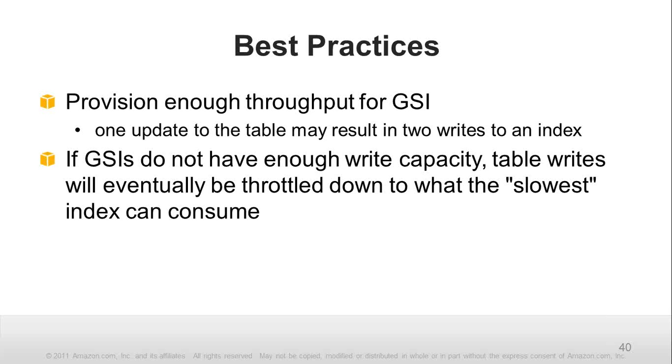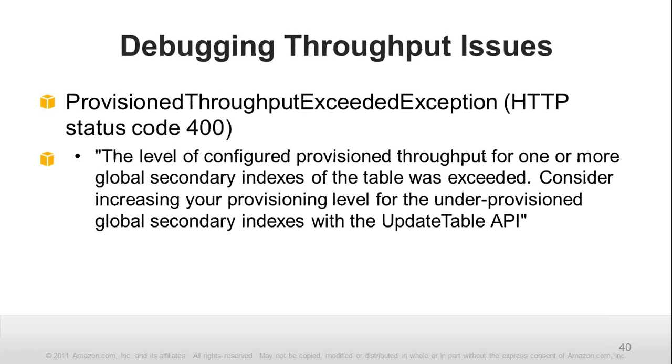Even though you provision 20 write capacity units for the table, you'll only be getting 1 write capacity unit because your slowest index has a write capacity unit of 1. So this is a very key point for you to consider, and I want to call that out. And I'll give you mechanisms to troubleshoot this scenario in a moment.